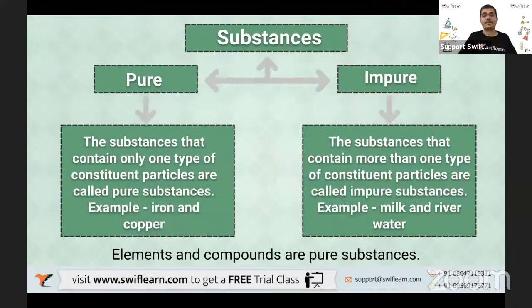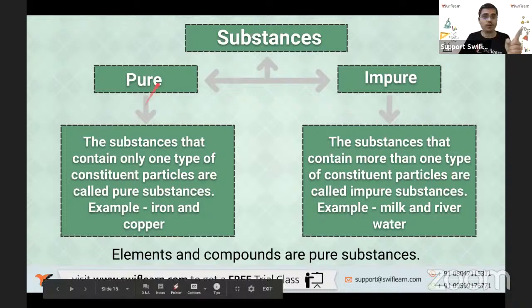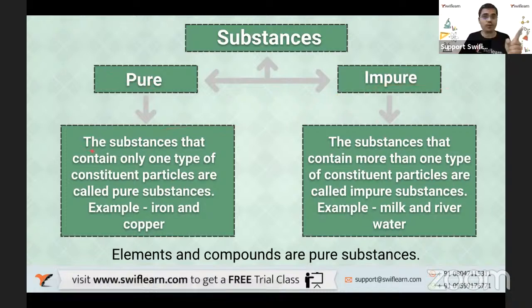Okay. Next, substances. Now there are two types of substances. One is pure, right? And the second one is impure substance, right? So what is the meaning of pure substance? The substances that contain only one type of constituent particles are called pure substances, for example, iron or copper. Exactly, correct? Pure means what? Which doesn't have any impurities. In one single word, if you want to define, pure means which doesn't have any impurities. It is free. That is called pure.